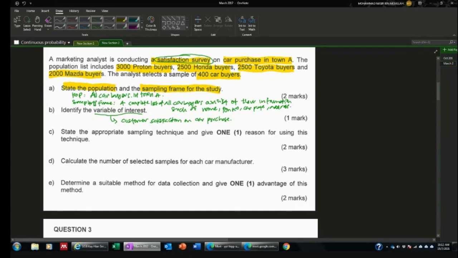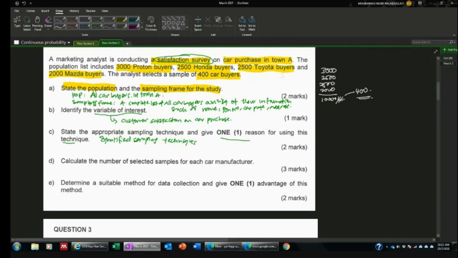State the appropriate sampling technique and give one reason for using the technique. By looking at the statement, they have Proton buyers, Honda, Toyota, and Mazda. So this should be stratified sampling technique, because they want to take from a total of 3,000 plus 2,500 plus 2,500 and 2,000, so the total will be 10,000, and they want to take 400 only. So it is stratified sampling. One reason is that we can get a representative sample from each stratum, right?